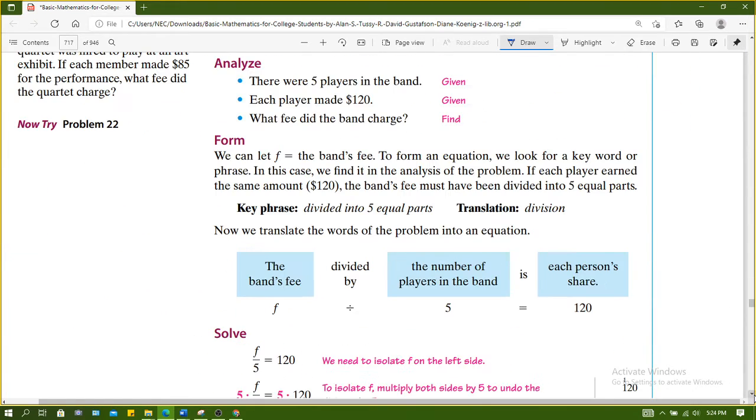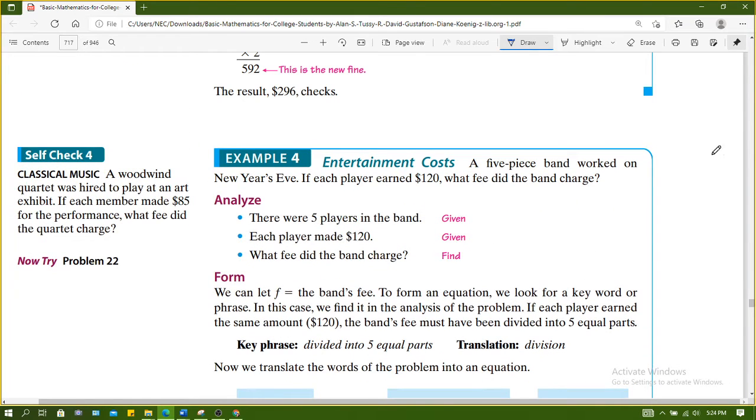Fraction na siguro ni. Okay. Dili pa. Entertainment costs.